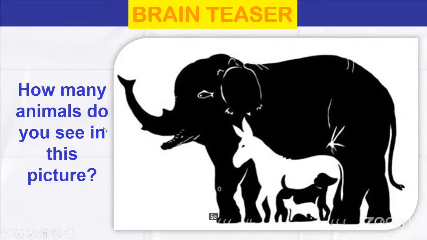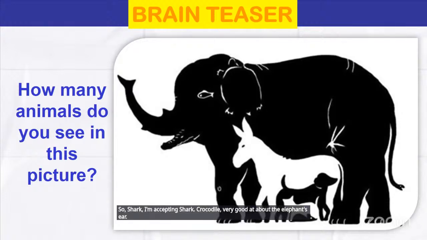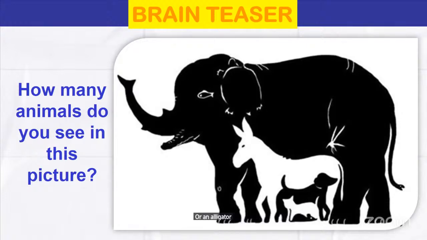So shark, I'm accepting shark. Crocodile, very good. What about the elephant's ear? Or an alligator, that could work. What about the elephant's ear? A turtle. What about the elephant's eye? Fish, great. I'm sure you would have seen, tell me the animals that you're seeing below the donkey.